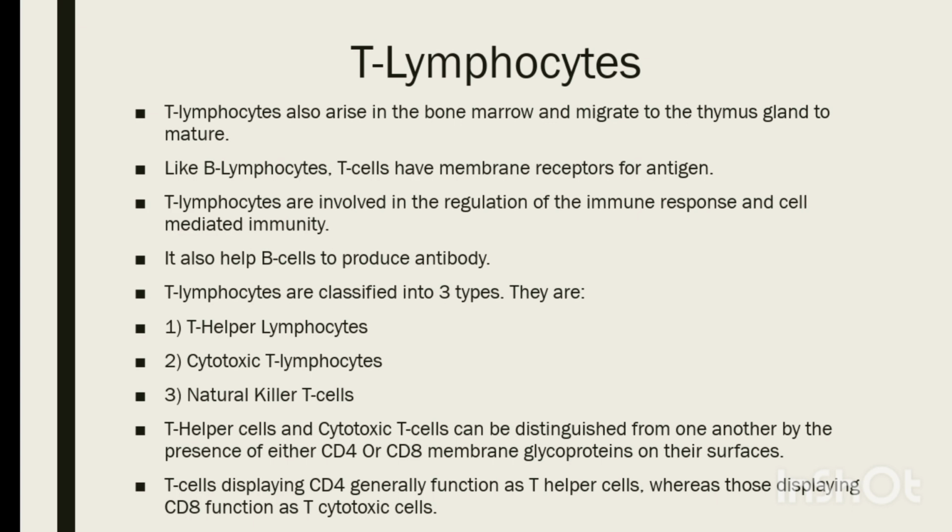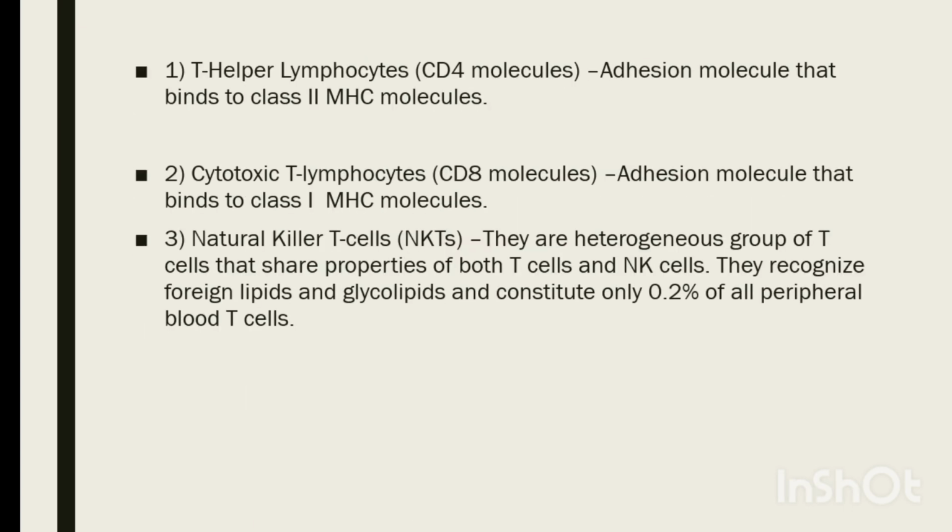T lymphocytes are classified into three types. They are T helper lymphocytes, cytotoxic T lymphocytes, natural killer T cells. T helper cells and cytotoxic T cells can be distinguished from one another by the presence of either CD4 or CD8 membrane glycoproteins on their surface. T cells displaying CD4 generally function as T helper cells, whereas those displaying CD8 function as cytotoxic T cells.